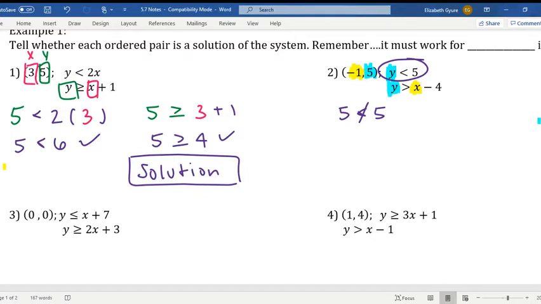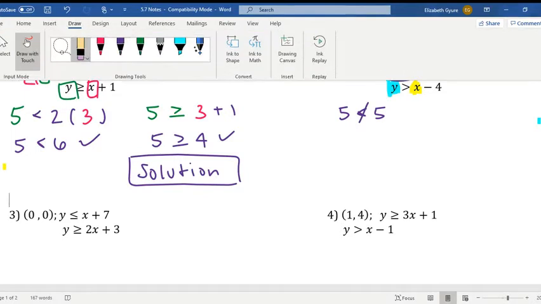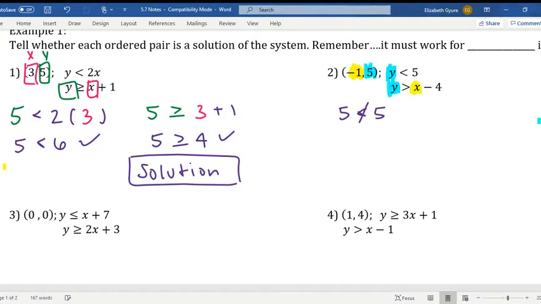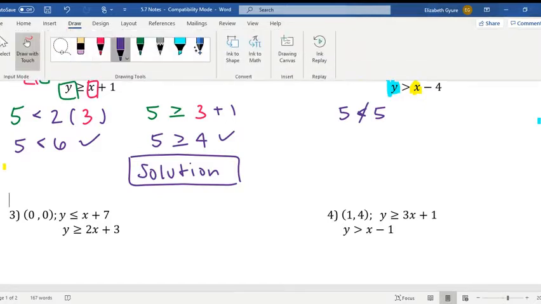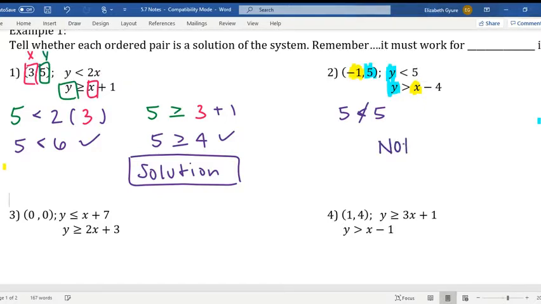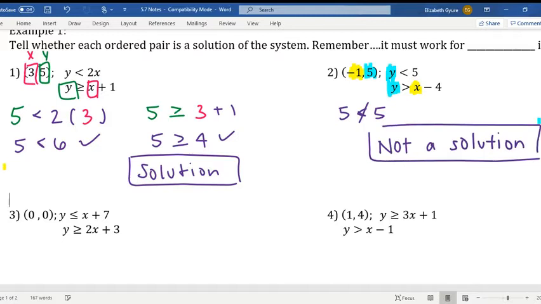Okay, so now let's try the second one. Oh, yeah, you're right, Alex. Do we even need to continue? No, it didn't work in the first one. If it doesn't work in the first one, who cares if it works in the second one? We're going to say not a solution. Good call, Alex. I was just being a robot, automatically plugging things in. Good call. I've taught you things. I'm so proud.